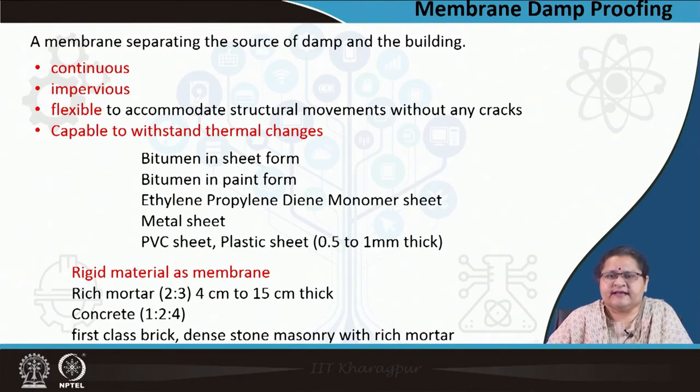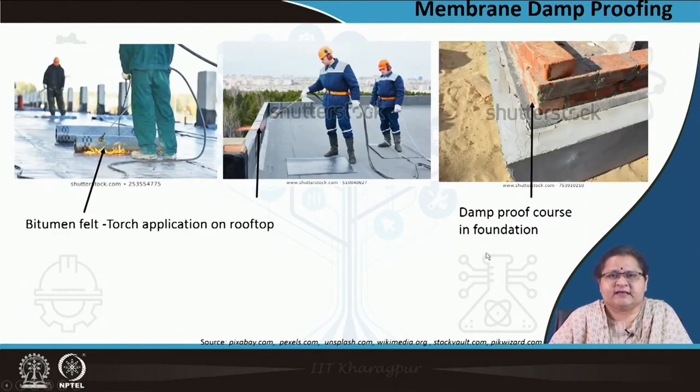First class bricks, dense stones without any cracks or porousness, with rich mortar as plaster or maybe without any plaster, can also be considered as rigid material as membrane damp proofing. So if your wall, external wall, is made of very good quality brick, which are very negligible water absorbing, or made of stone which is dense, then you may call it as a membrane damp proofing. So let us see how the conventional material, that is bitumen sheet, being applied.